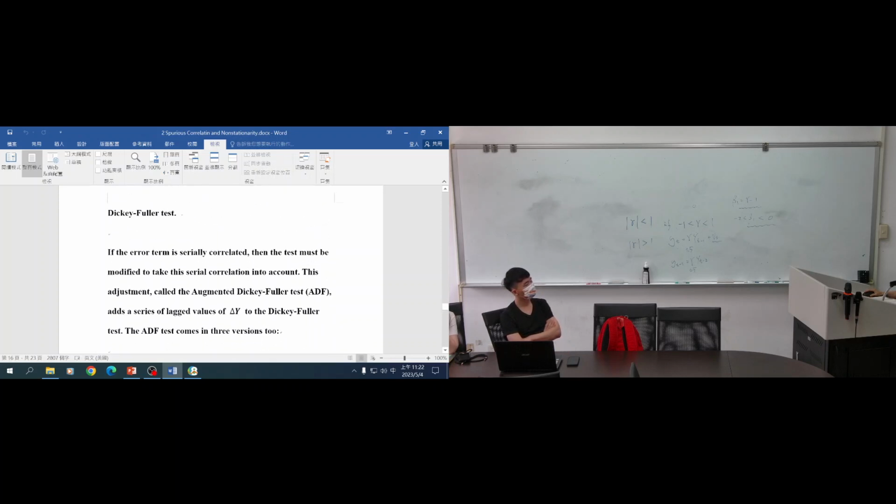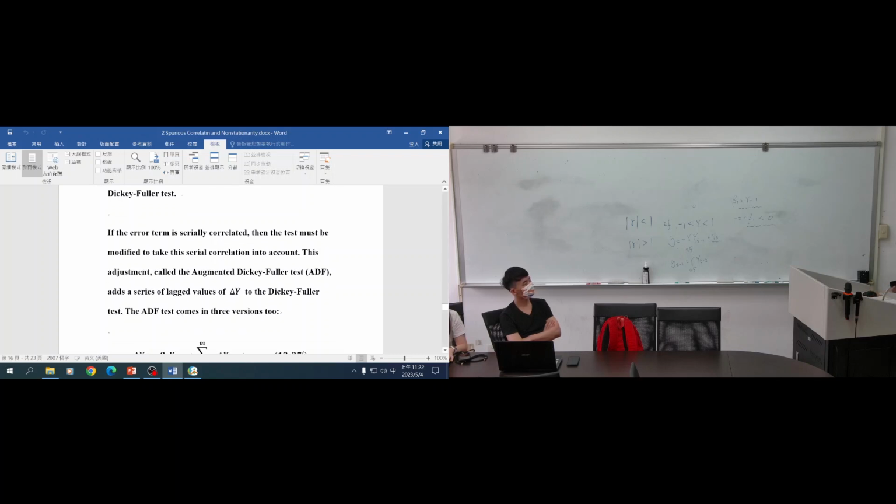This is something we need to talk about, the ADF. This is called the augmented Dickey-Fuller test. So let me introduce the augmented Dickey-Fuller test. If the error terms are serially correlated, okay? Since we are talking about y_t equal to beta 0 or something, and we have the y_t minus 1 term, right?